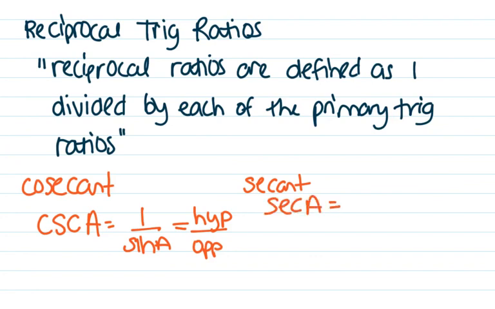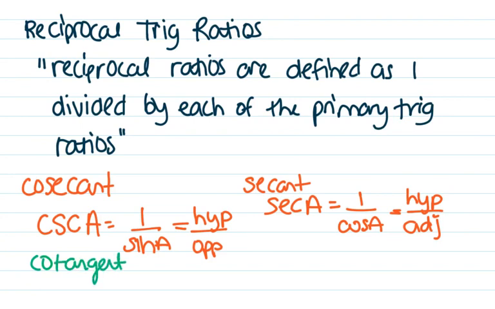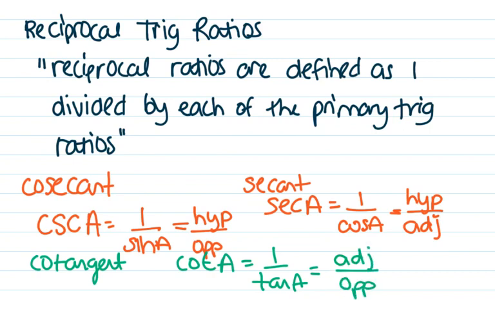And the short form for that is SEC. So secant A is the reciprocal, or 1 over cos A. And you'll remember that cos A is adjacent over hypotenuse. So secant would be hypotenuse over adjacent. And then the third one is cotangent. And the short form for that is COT. So cotangent A is equal to 1 over tan A, which is equal to not opposite over adjacent, but flip that to be adjacent over opposite. Right? So these are the 3 reciprocal trig ratios.